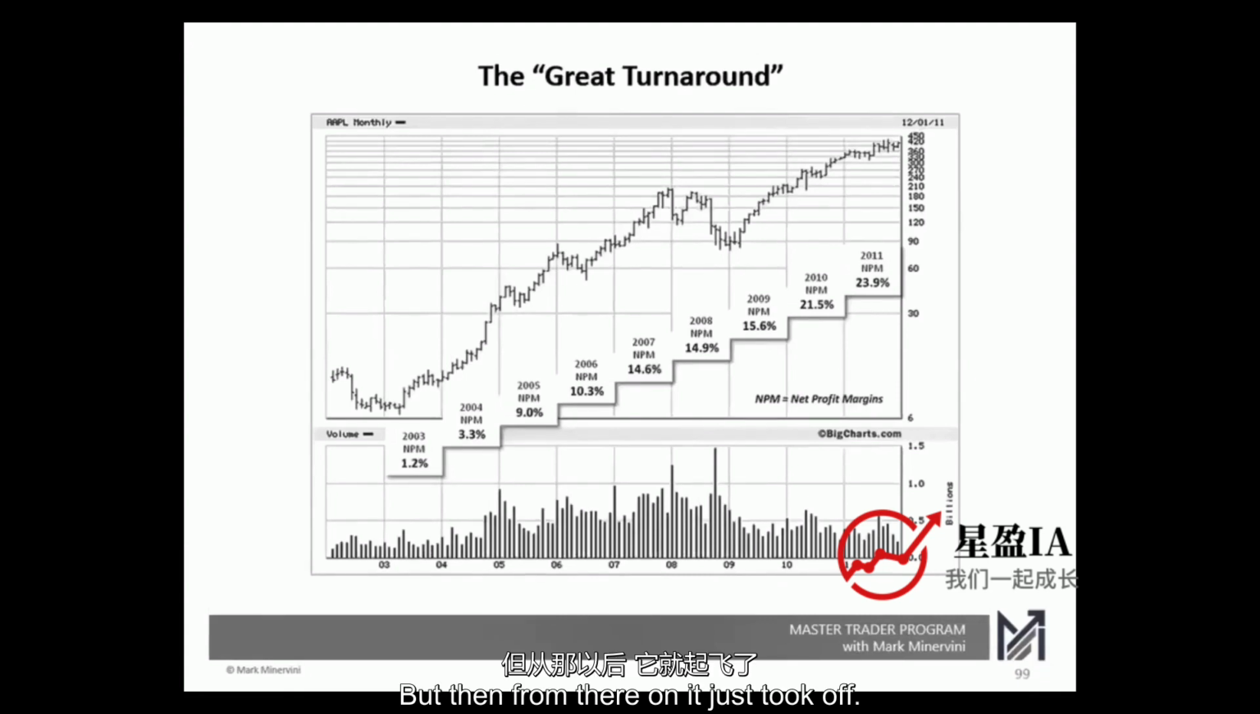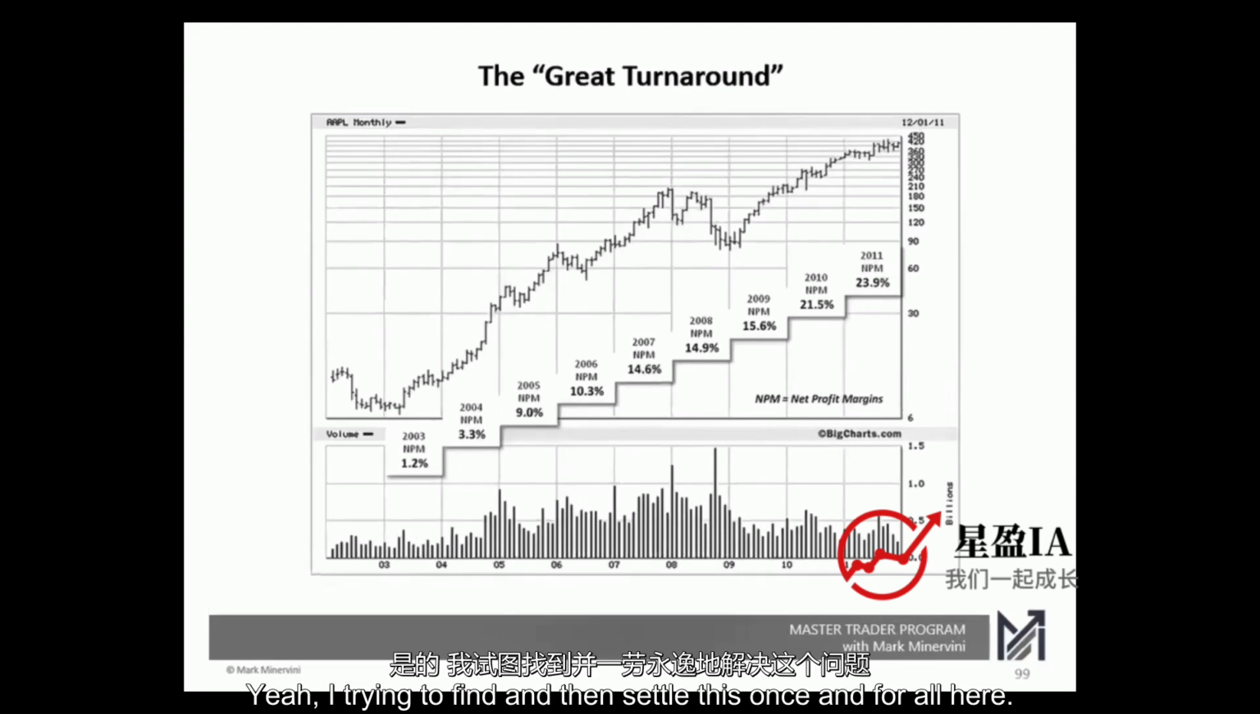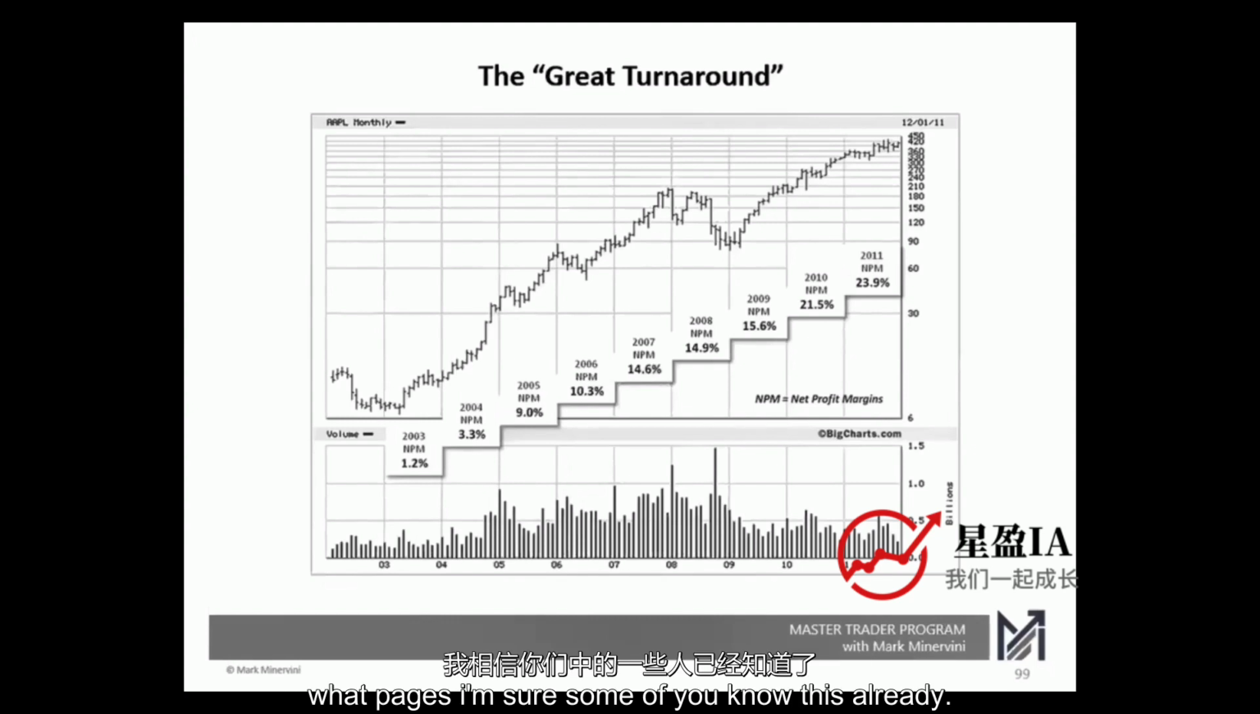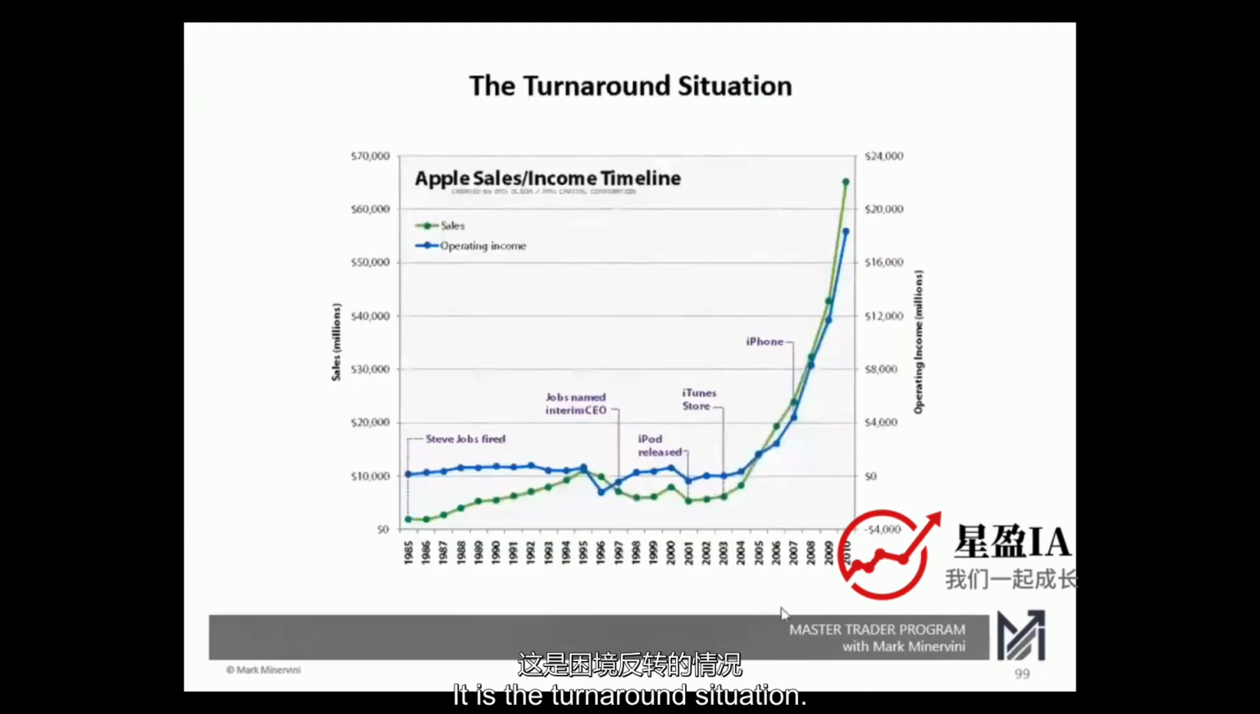But then from there on, it just took off. Yeah, and I'm trying to find and settle this once and for all here. Let me see. Hold on. What page is it on? I'm sure some of you know this already. Let me just see if I can find it real quick. I'm sorry to stall here. Here it is, the turnaround situation. So here, Steve Jobs comes back. iPod released here, 2001. iTunes, 2003, and then the iPhone is out here in 2007.